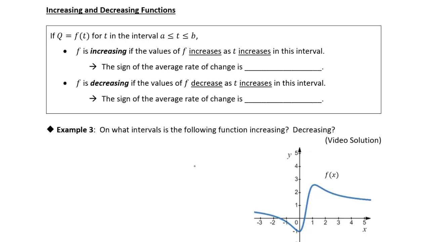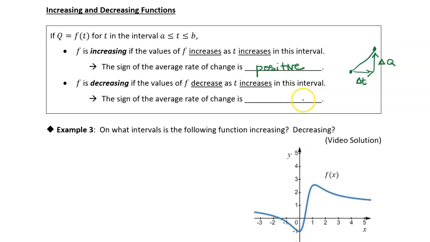So what does the average rate of change look like? Well, if we have 2 points, and it's increasing, then as t goes forward, the value of the function goes up. And if you look at delta t versus delta q, delta q is positive, delta t is positive, so that gives us an average rate of change that's positive.